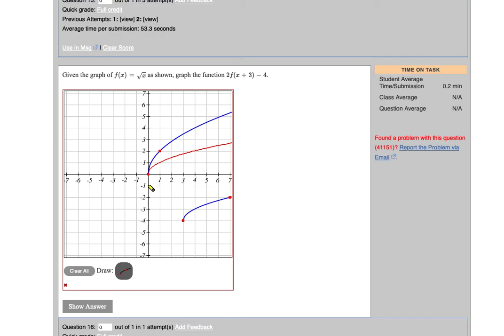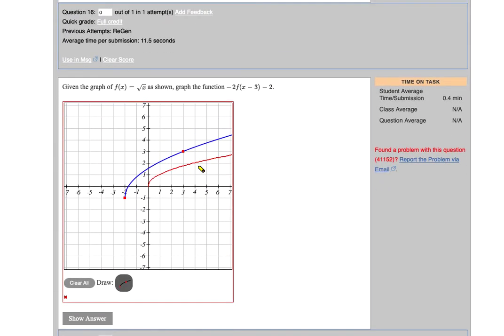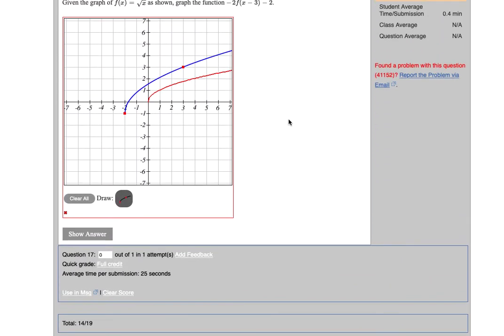So if I go down 4, that'd be there, and left 3, down 4 and left 3, and down 1, 2, 3, 4, and left 1, 2, 3. And there we go. That's our stretched and shifted function. Let's do one more. Might as well do it.